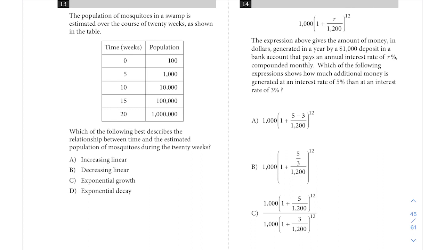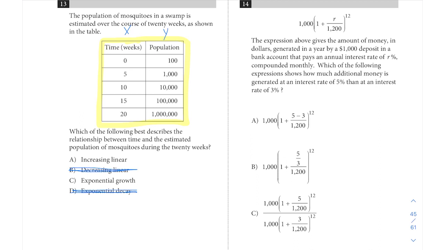And they say, which of the following best describes the relationship between the time and estimated population of mosquitoes during the 20 weeks? Well, first of all, we see, hopefully without too much investigation, that if we look at these as our corresponding x and y values, as one goes up, the other one also goes up. So they're both definitely increasing. So we can maybe eliminate B for decreasing linear and eliminate D for exponential decay. So decreasing and decay would both be going down.